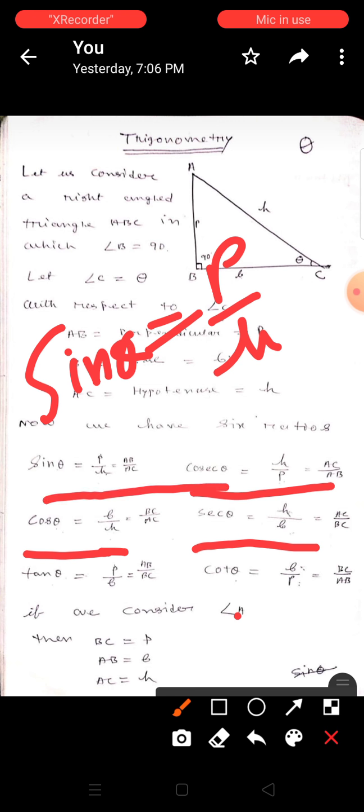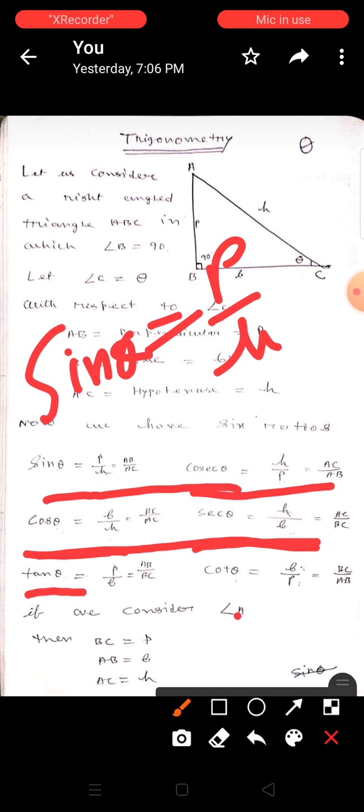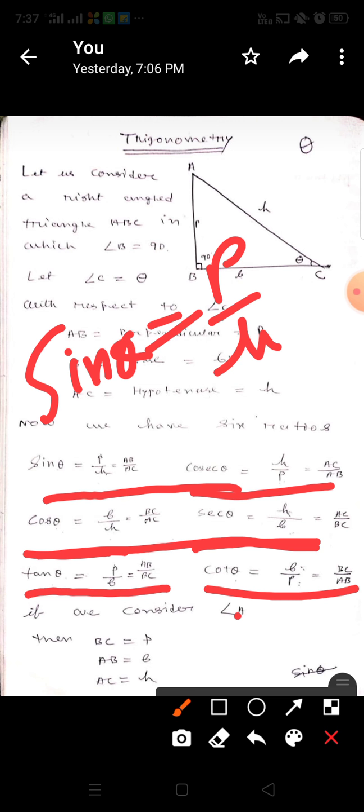Sin theta and cosec theta are opposite. Sin theta equal to P by H and cosec theta equal to H by P. So here P is AB, so I have written AB by AC. Here H by P, H mane AC, P mane AB, like this. Cos theta equal to B by H and sec theta equal to H by B. Tan theta equal to P by B, cot theta equal to B by P.